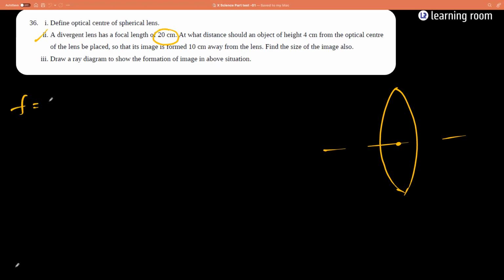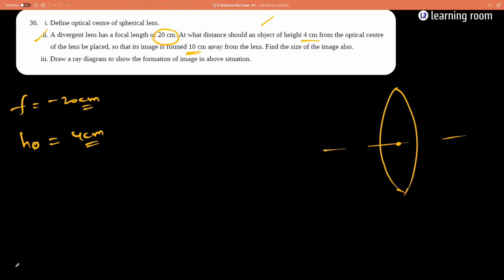Minus or plus? Minus 20. At what distance should an object of height 4 centimeter be placed from the optical center of the lens so that its image is formed 10 centimeter away from the lens? So what is going to be the answer?